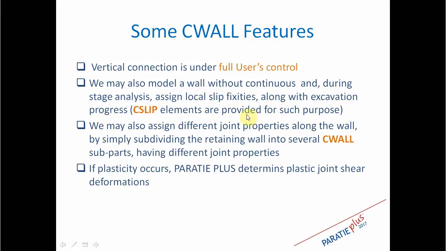This is just if you want to, for example, model welding after excavating and before going on with an initial excavation. And of course you can also decide that in one part there is some resistance and in another part a different resistance by simply subdividing a wall into several segments. And if plasticity occurs, you can also appreciate the plastic joint resistance given by PARATIE PLUS.